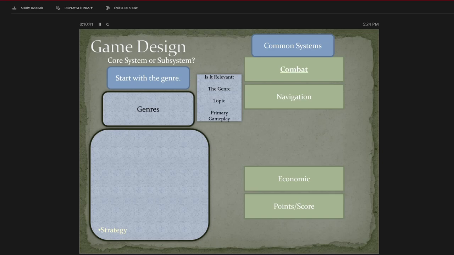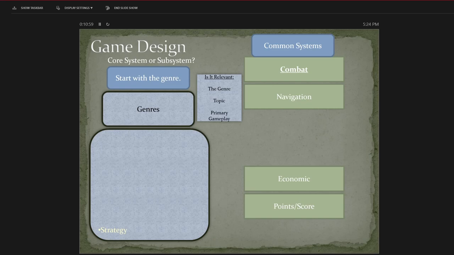That's right. Combat would obviously be the answer, since most strategy games revolve around combat. You're trying to out-strategize your opponent in order to defeat them. Especially in, say, a real-time strategy game, combat would definitely be the most important, and all of the other systems are supporting of that.